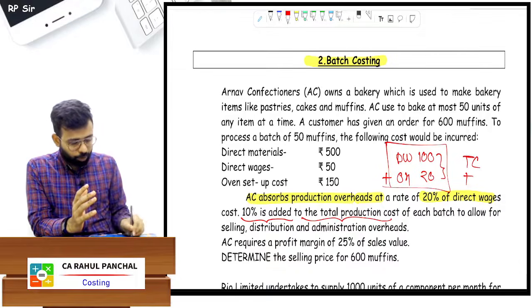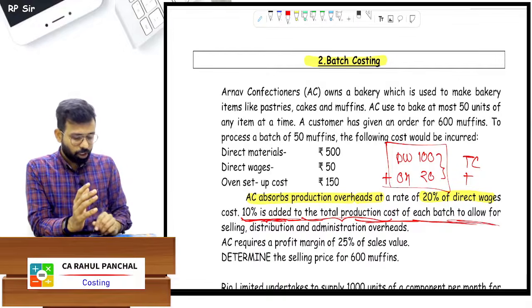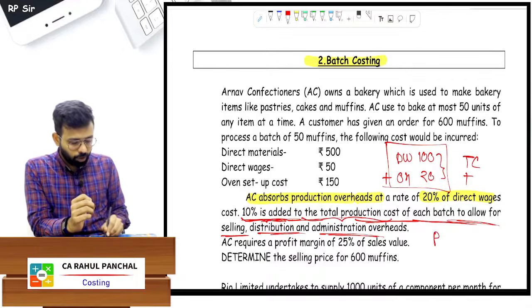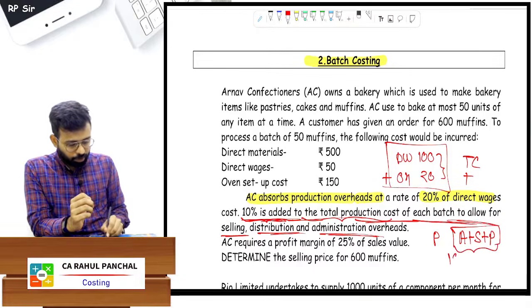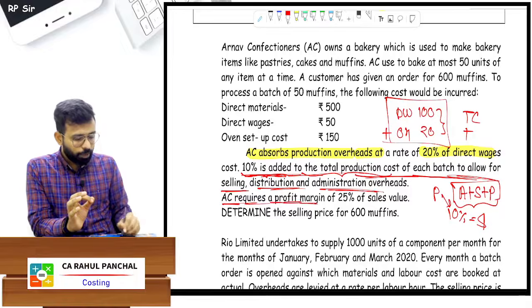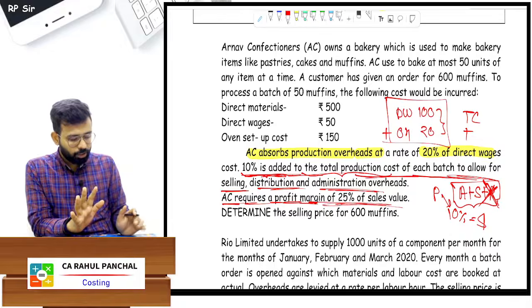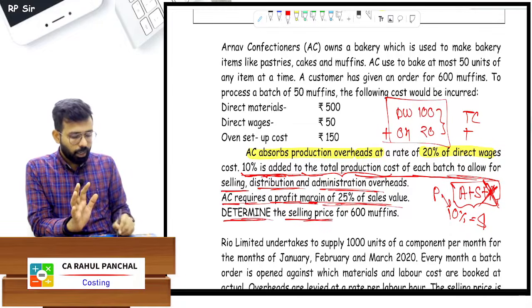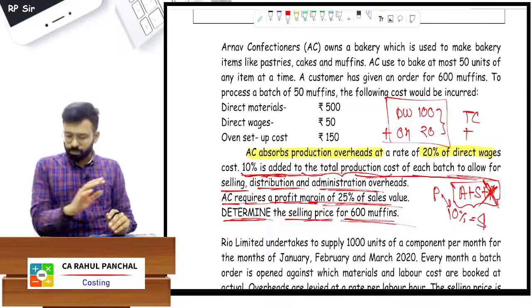Then you have to add profit also. Profit is 10% of the total cost of production of each batch, to allow for the selling and distribution and administration. So once you get your production cost, you have to add your admin, your selling and distribution, and your profit. Taking total of everything, 10% will be added for this, and then you will get your selling price. Okay. Acha, there is one more thing, sorry. AC requires a profit. Profit will be added differently. Profit is nothing but 25% of the sales value. Determine the selling price of the 600 muffins.